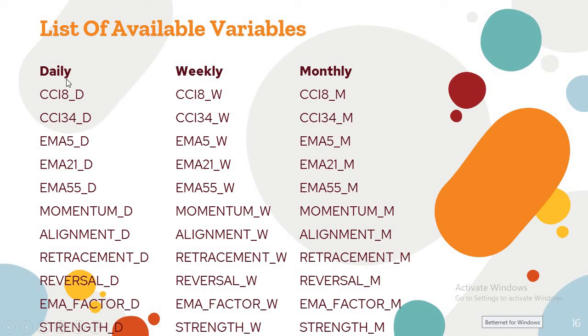So these are the available variables on daily, weekly, and monthly. So you have CCI 8, CCI 34, EMA 5, 21, 55, momentum, alignment, retracement, reversal, strength factor. You have the EMA factor. Similarly, you have for weekly and you have for monthly.